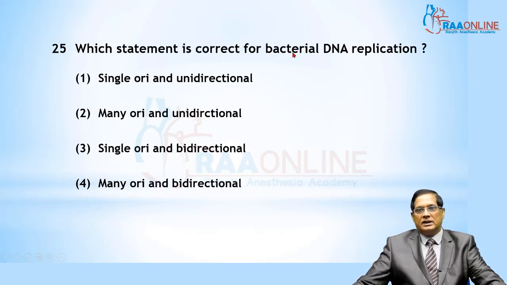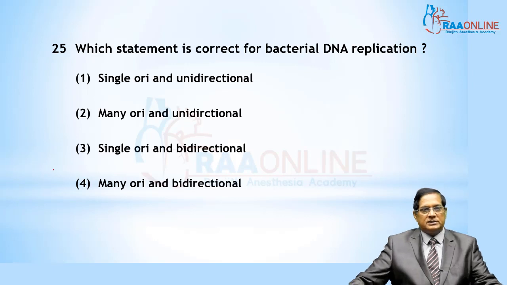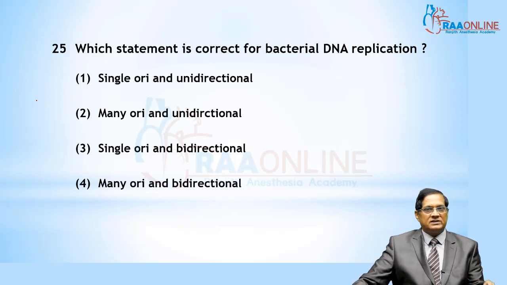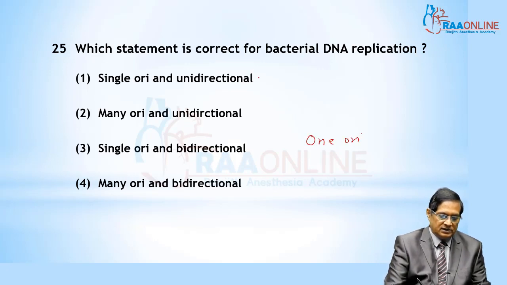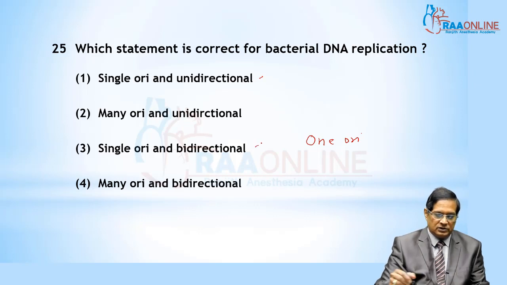25th, which statement is correct. Bacterial DNA replication: at the time of replication, there is a specific site from which DNA replication starts. That site is known as the Ori site. So in a prokaryotic cell, there is only one Ori site. That means 1 and 3rd are possible.